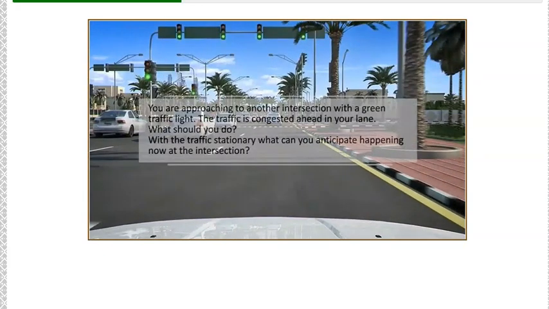You are approaching another intersection with a green traffic light. The traffic is congested ahead in your lane. What should you do? With the traffic stationary, what can you anticipate happening now at the intersection?